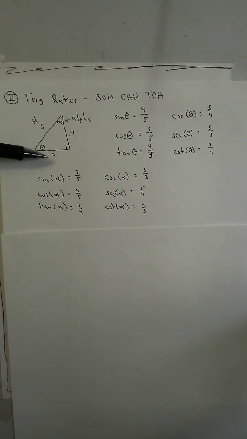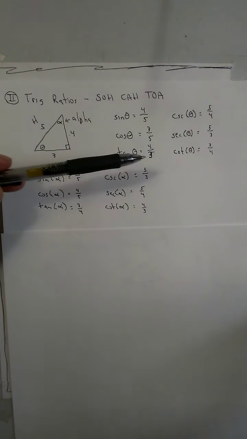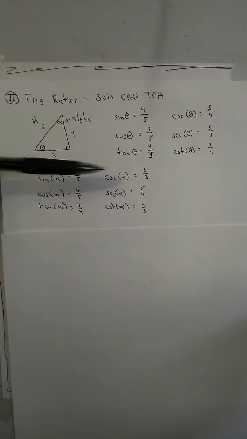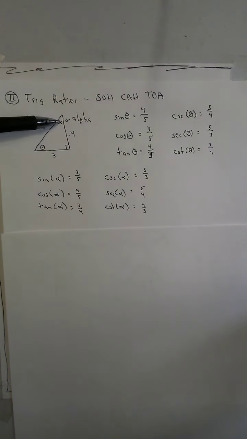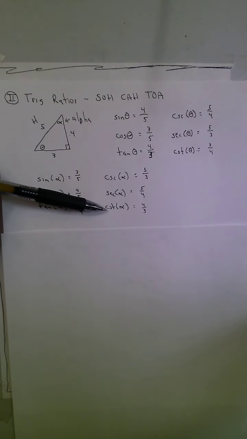Okay, so opposite over hypotenuse, adjacent over hypotenuse, opposite over adjacent. Cosecant starts with a C, so it's the reciprocal of the one that starts with an S. Sine is SOH, so H over O, because we're dealing with this angle up here. Secant, reciprocal of cosine. Cotangent, reciprocal of tangent.